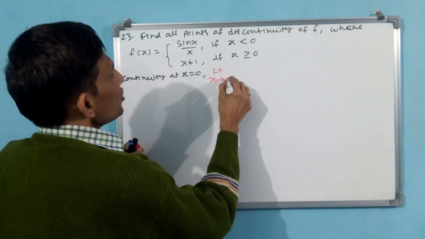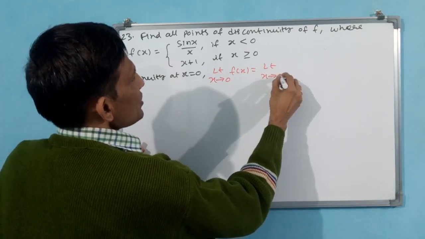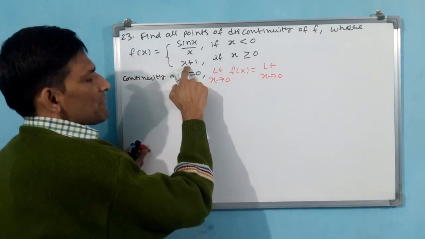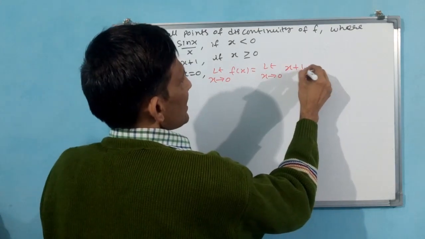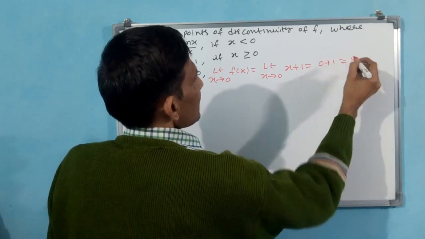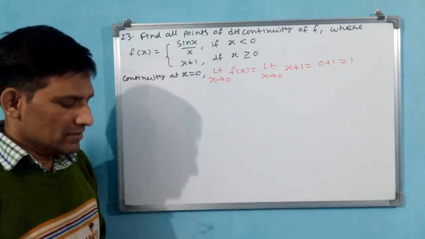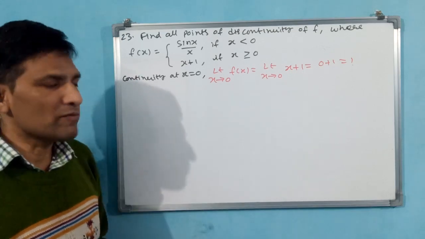Limit x tends to 0 of f(x). At x equal to 0, you have to take x plus 1. So limit of x plus 1, now you apply the limit, 0 plus 1 that is equal to 1. Now this is the center limit, not left hand or right hand. The center limit has come as 1.